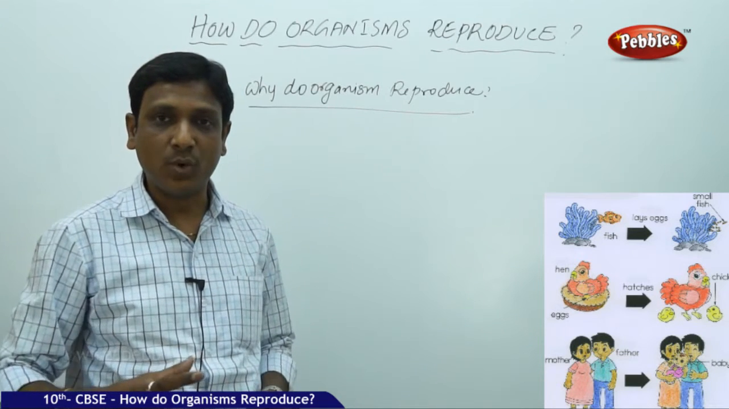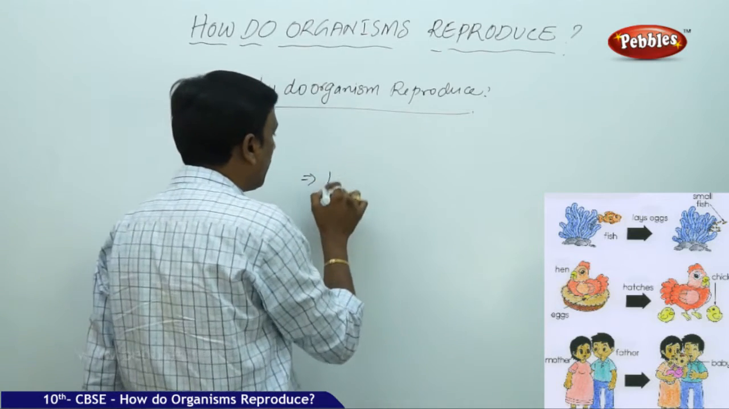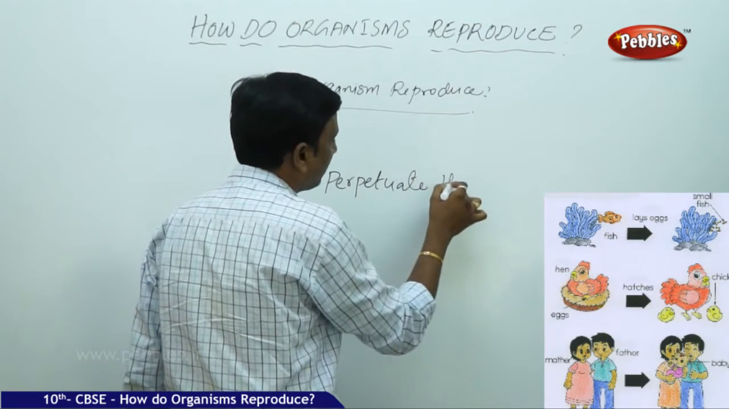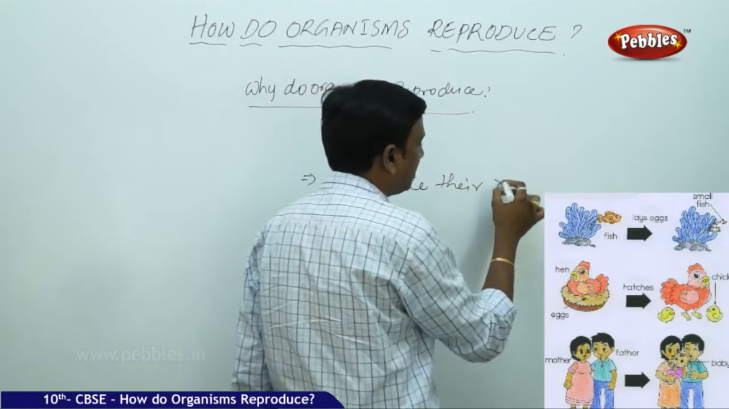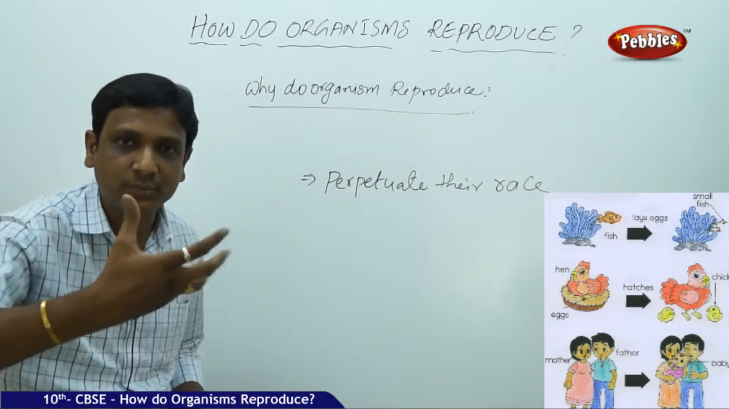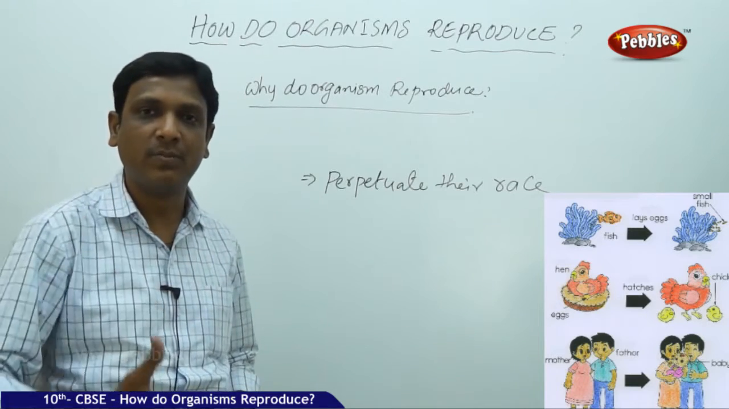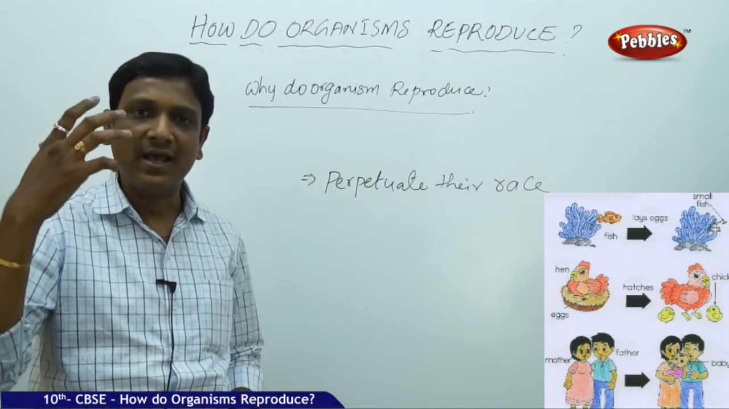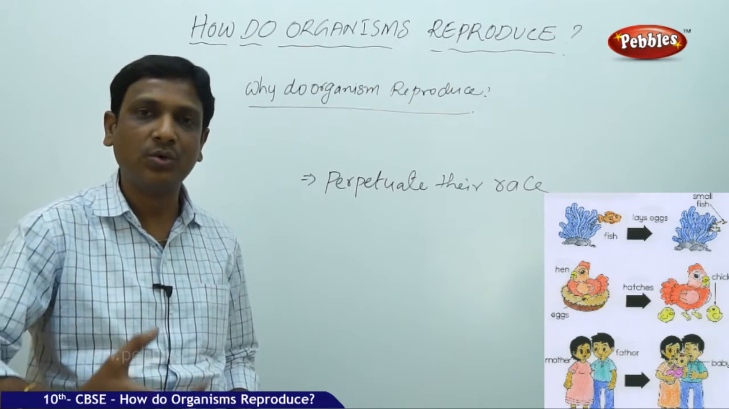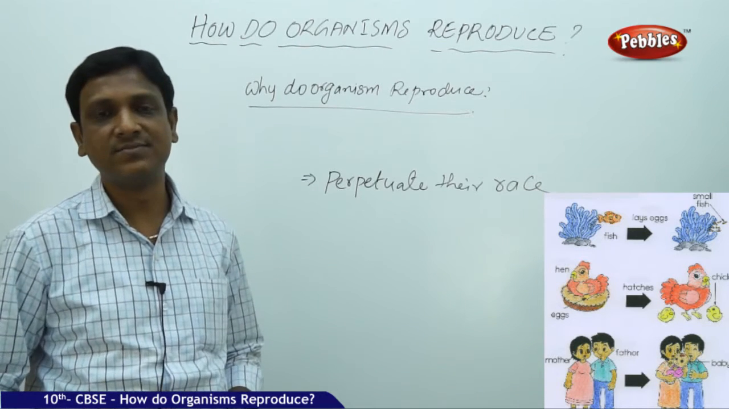Every organism wants to perpetuate its race. Race here means their own species. Tigers want to increase the tiger population, humans want to increase the human population, birds want to increase the bird population. In such a way, every organism on this planet wants to produce its own kind in large number. That is the reason why organisms reproduce.